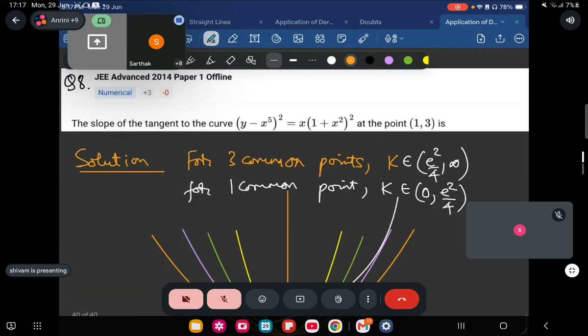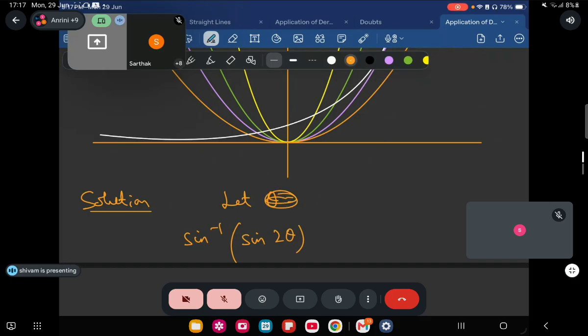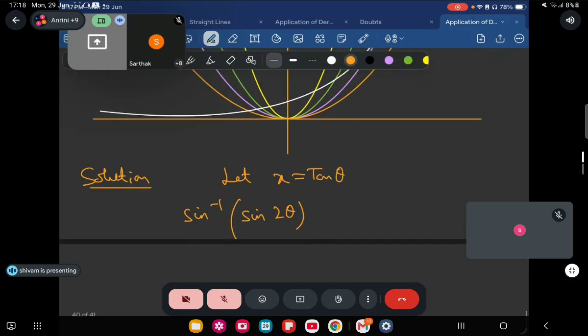Sine inverse of sine 2 theta. So 2 tan inverse x. Let us start. You must have got sine inverse sine 2 theta. Yes. Why sine 2 theta? What is the value of taking theta? Theta, like x equals tan theta, right? Okay. Now sine inverse sine 2 theta.